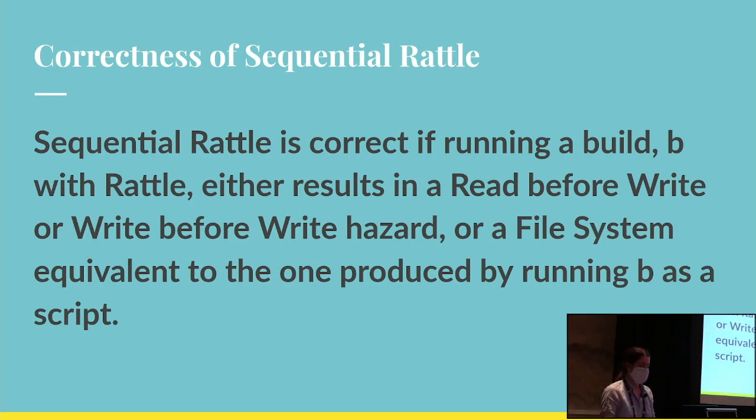Okay, so our first correctness definition for Rattle is for sequential Rattle, which is just Rattle that doesn't try to do anything in parallel. And it says that sequential Rattle is correct if running a build with Rattle results in either a read before write or a write before write hazard, or a file system equivalent to the one produced by running B as a script. And this is just exactly the same as the correctness definition we said before for forward build systems.